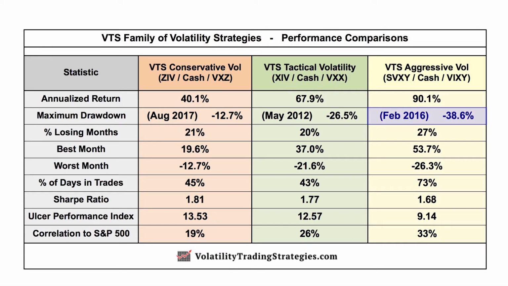Now, compared to many other volatility strategies out there, even the nearly 39% drawdown of the aggressive vol strategy is fairly low in relation to the potential upside. But it is more than the just 12.7% maximum drawdown of the conservative vol strategy. And again, the main VTS tactical volatility is in the middle, with a 26.5% maximum drawdown. So you can use those as a guide to what you're comfortable risking.